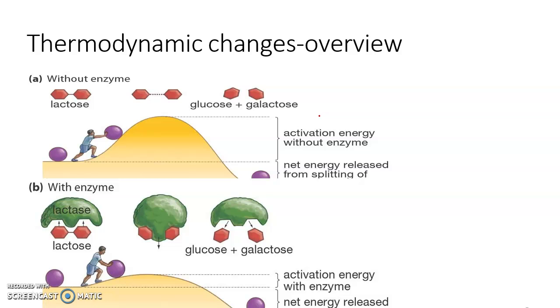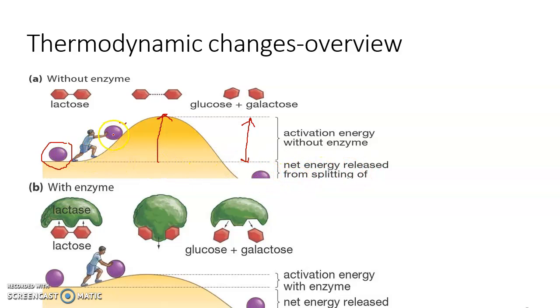Here the person is pulling some energy. This one is the starting material, lactose, and in between is the transition state. So what is the energy difference with or without enzyme? Without enzyme, it requires more energy. This is the activation energy without enzyme. The space between these shows the net energy released from splitting off.